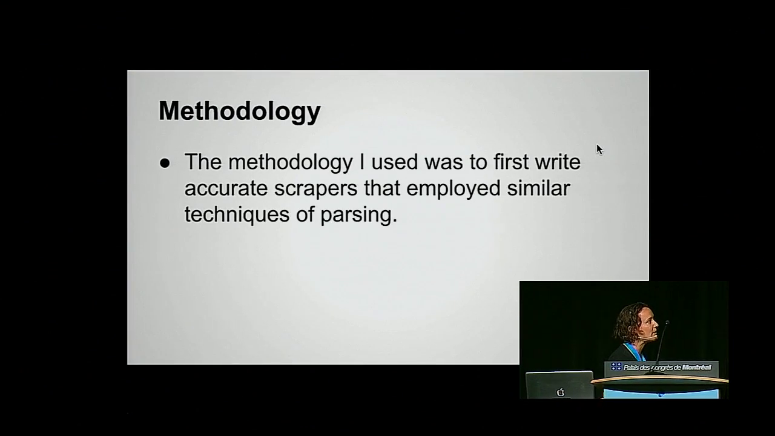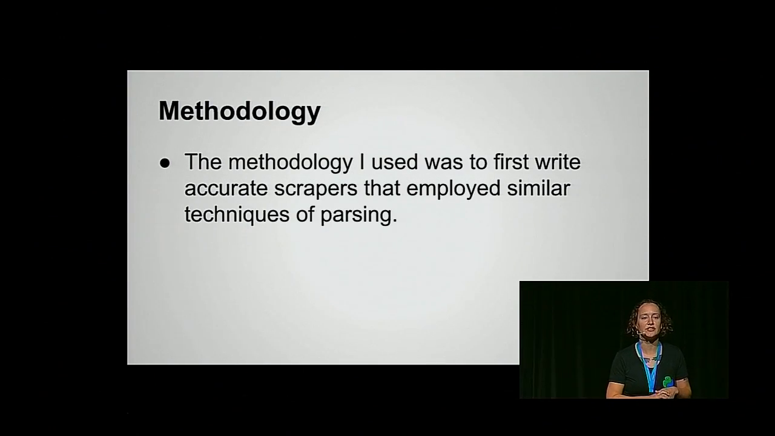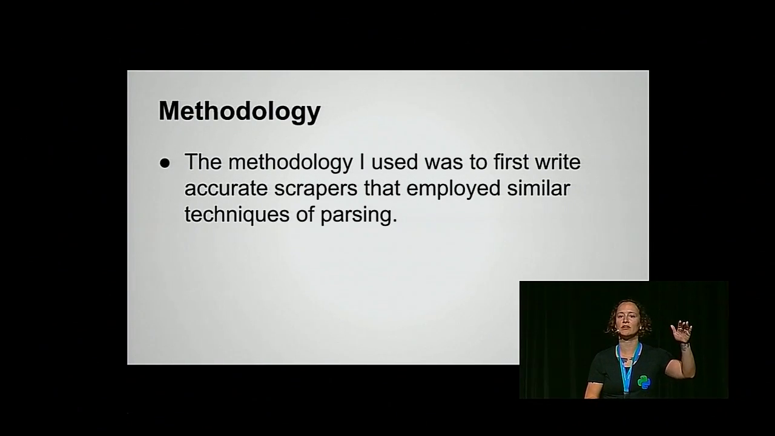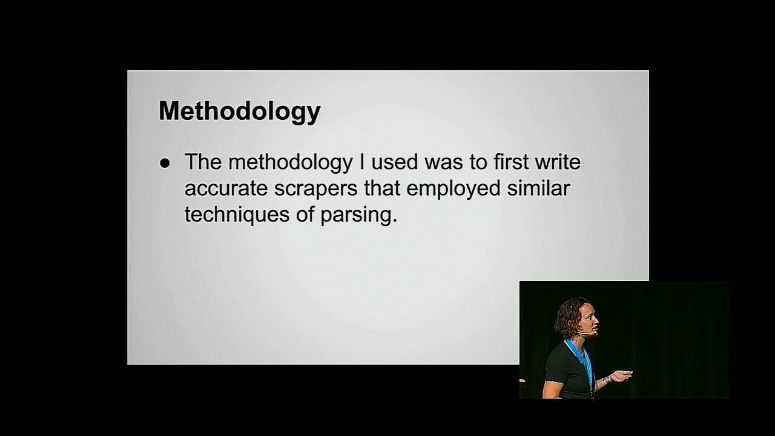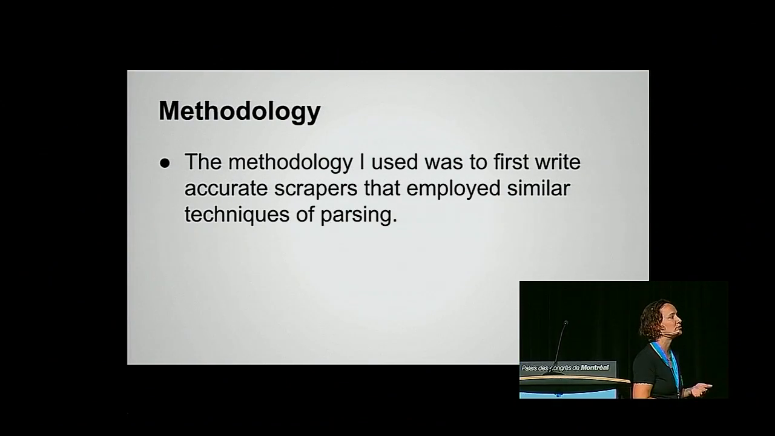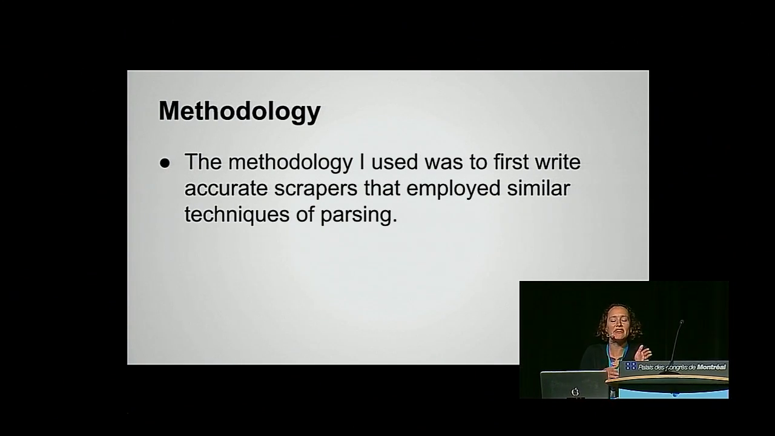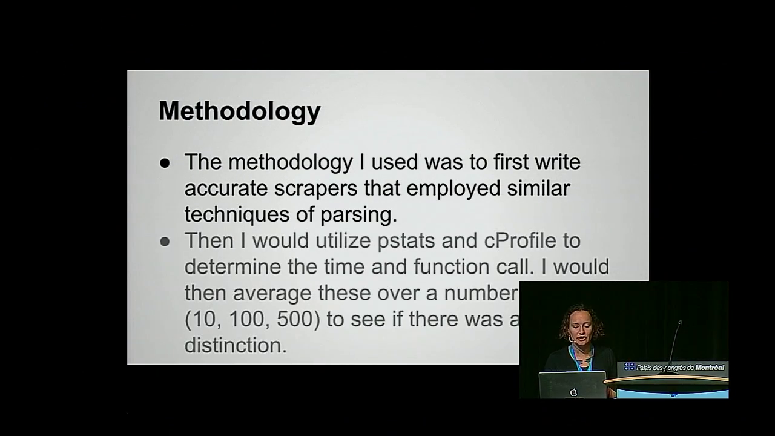Okay, so what was my methodology? First, I wrote accurate scrapers as best I could, and then I tried to find similar ways to parse it. So with a lot of my functions, I tried to follow a similar method of find and search so that I could continue to compare the libraries rather than my own code. I'm fairly certain I could have written these parsers to be faster by employing different fast methods of the library, but I found that maybe this might be the most accurate way.